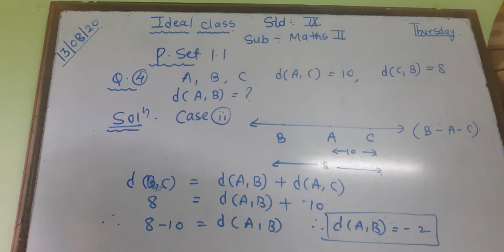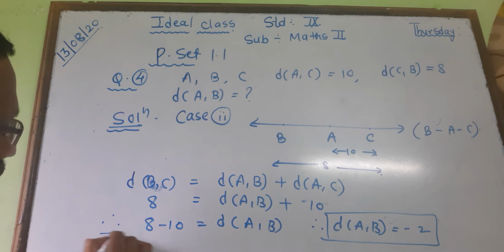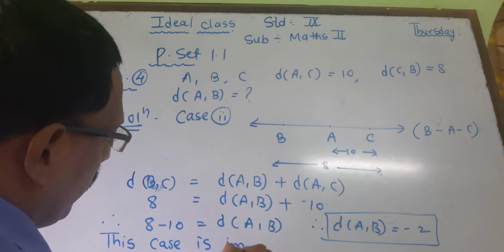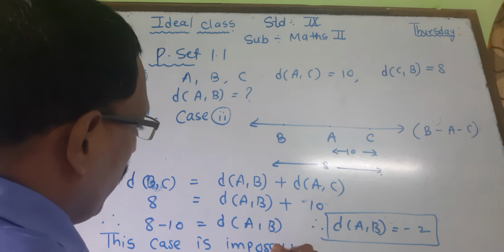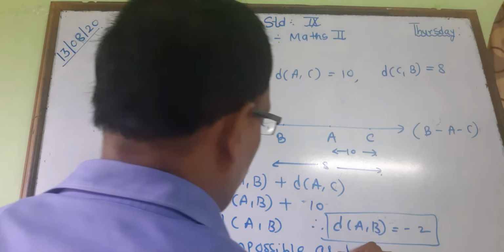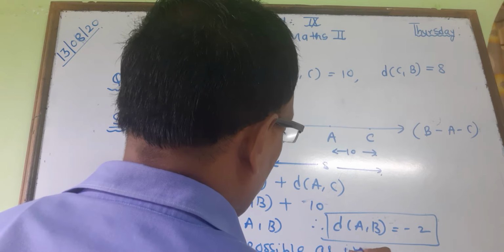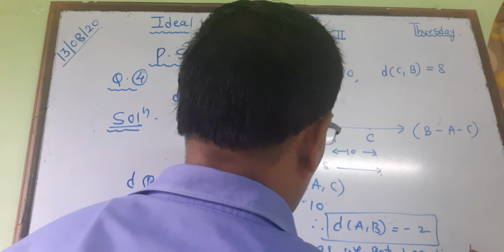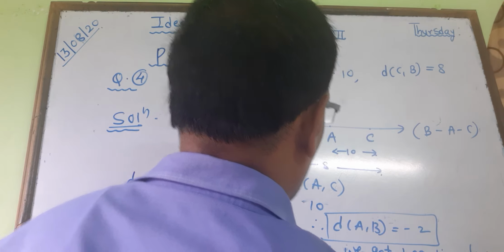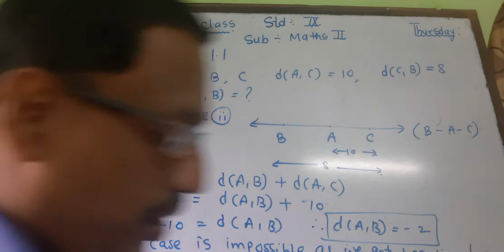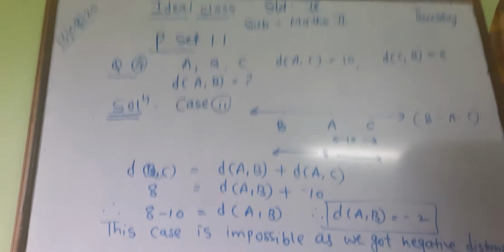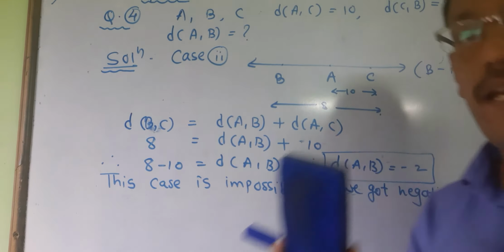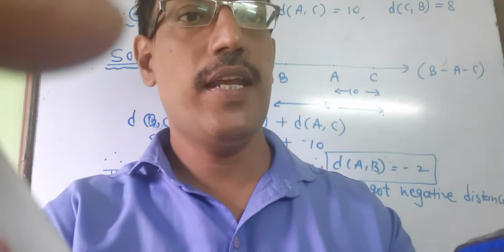So here what are we getting? We are getting a negative distance. So therefore we will write this case is impossible, because, as you can see, we got a negative distance. Students, understood? See what I have written: as we got negative distance, this case is really impossible because we are getting a negative distance here.